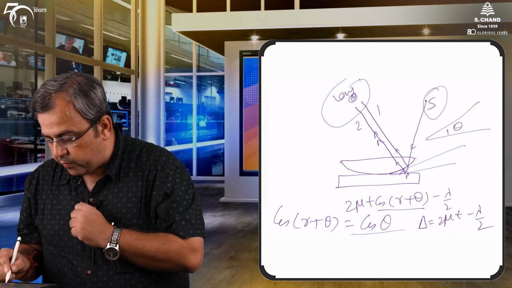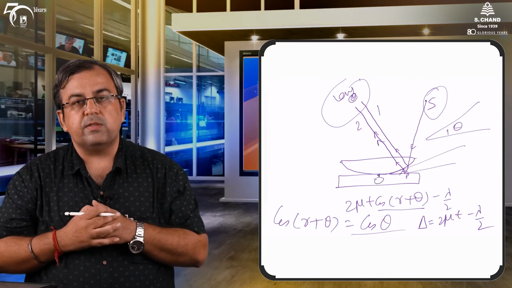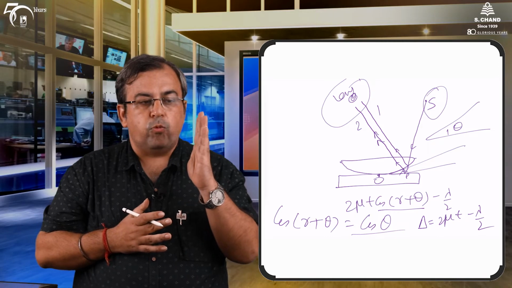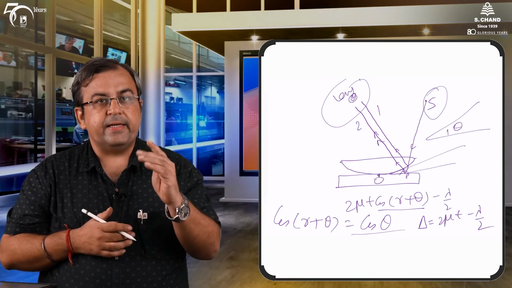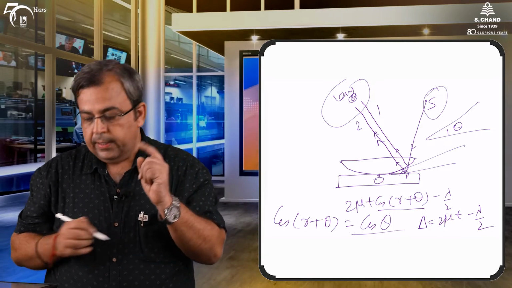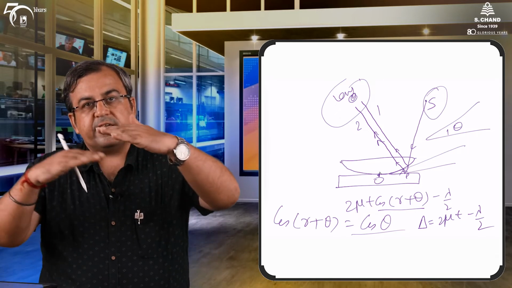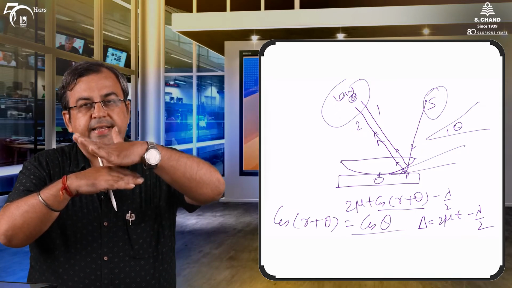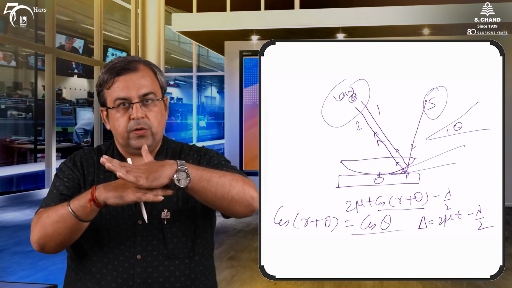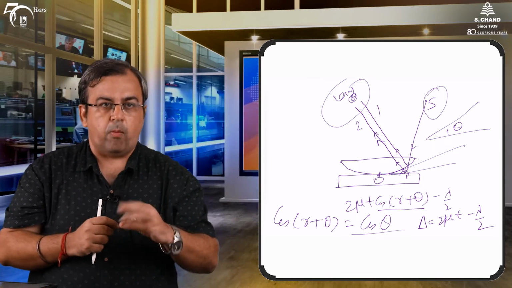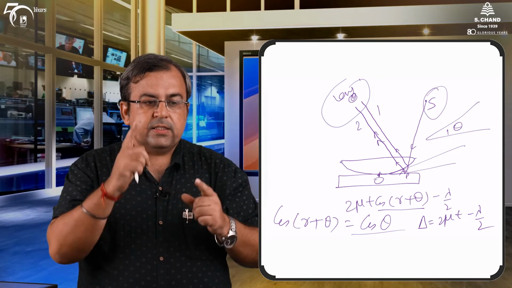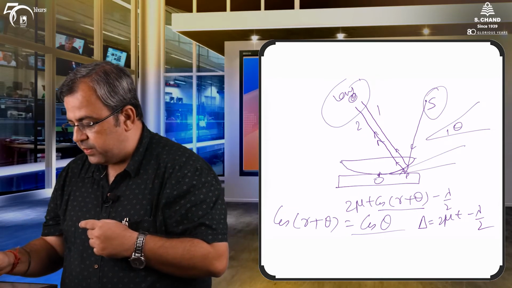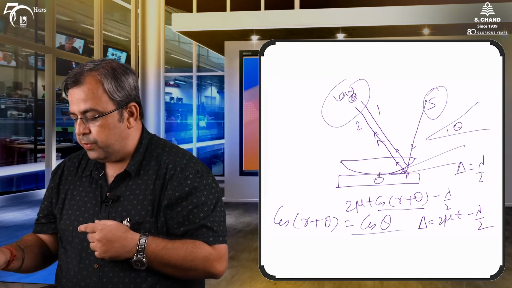So what is the point of contact? Point of contact is point O on the lens and plate, where t is equal to 0. See, at the point of contact, when the plano convex lens and plane glass plate are touching each other, the thickness is 0, right? And incidence is normal, we know that. So therefore delta is equal to lambda by 2, right?